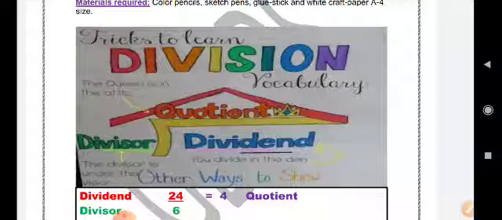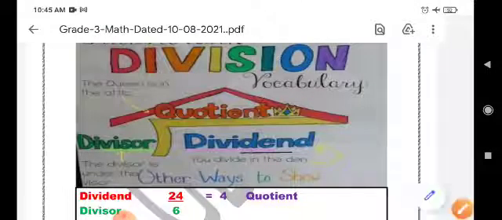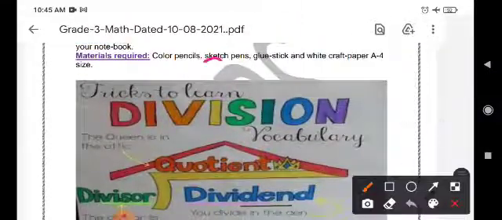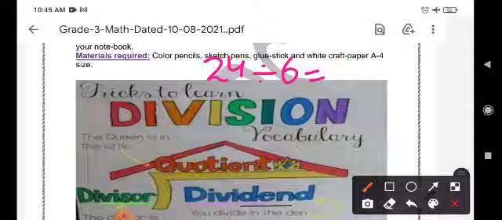Frame a division word problem of your own. Let it be 24 divided by 6. Recall the table of 6. 6 what makes 24? 6 1 are 6, 6 2 are 12, 6 3 are 18, 6 4 are 24. Use tables. Okay, this is basically a division problem.